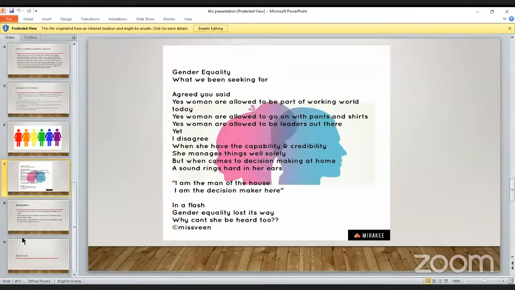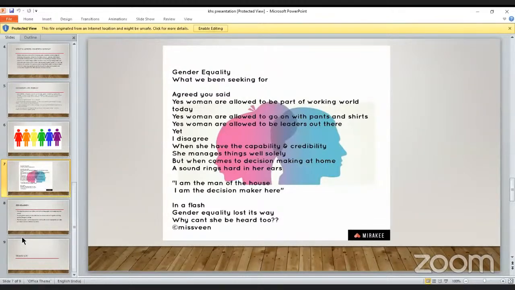Gender equality, what we have been seeking for. Agreed, you said. Yes, women are allowed to be part of the working world today. Yes, women are allowed to go on with pants and shirts. Yes, women are allowed to be leaders out there. Yet, I disagree. When she has the capability and credibility, she manages things well slowly.